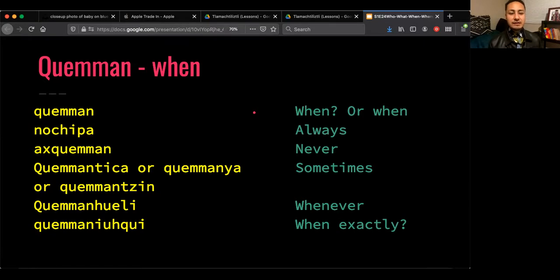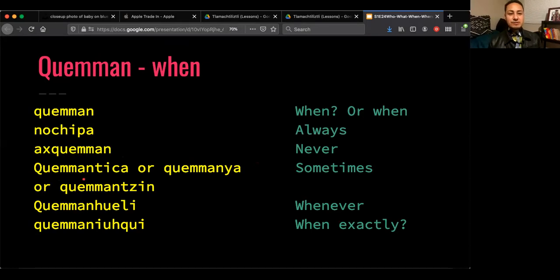I didn't write it in here because in Huasteca Nahuatl they use queman for both, but in other varieties they say ihquak. Okay, nochipa, always, nochipa. Ash queman is never, so it's basically the negation of queman, ash queman, never.